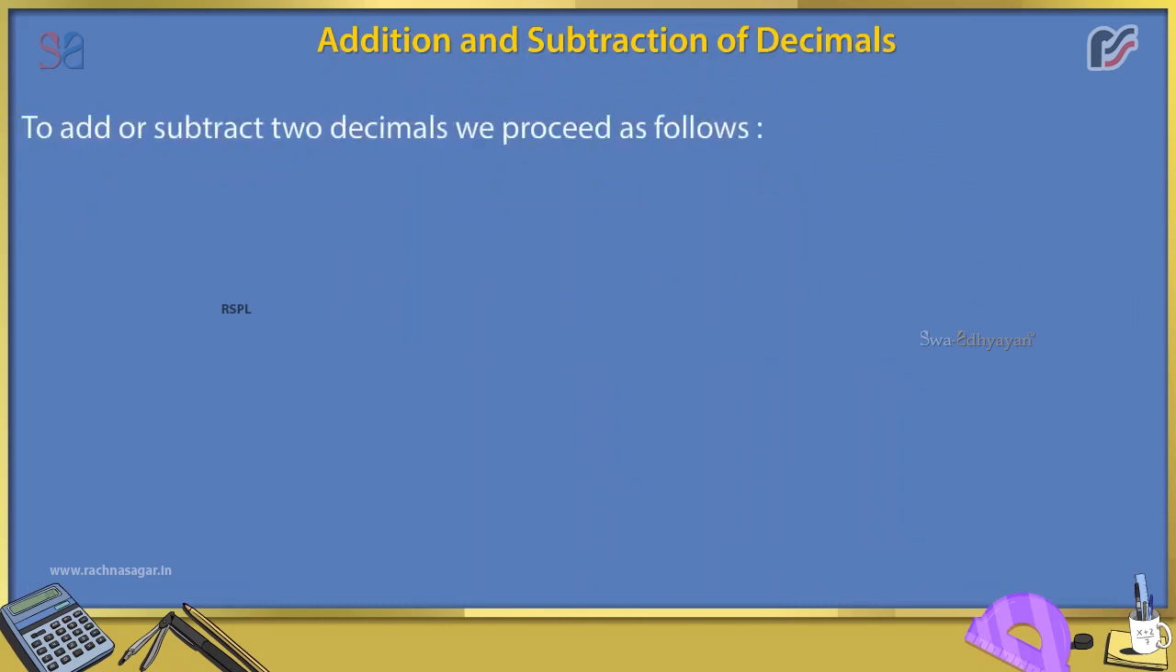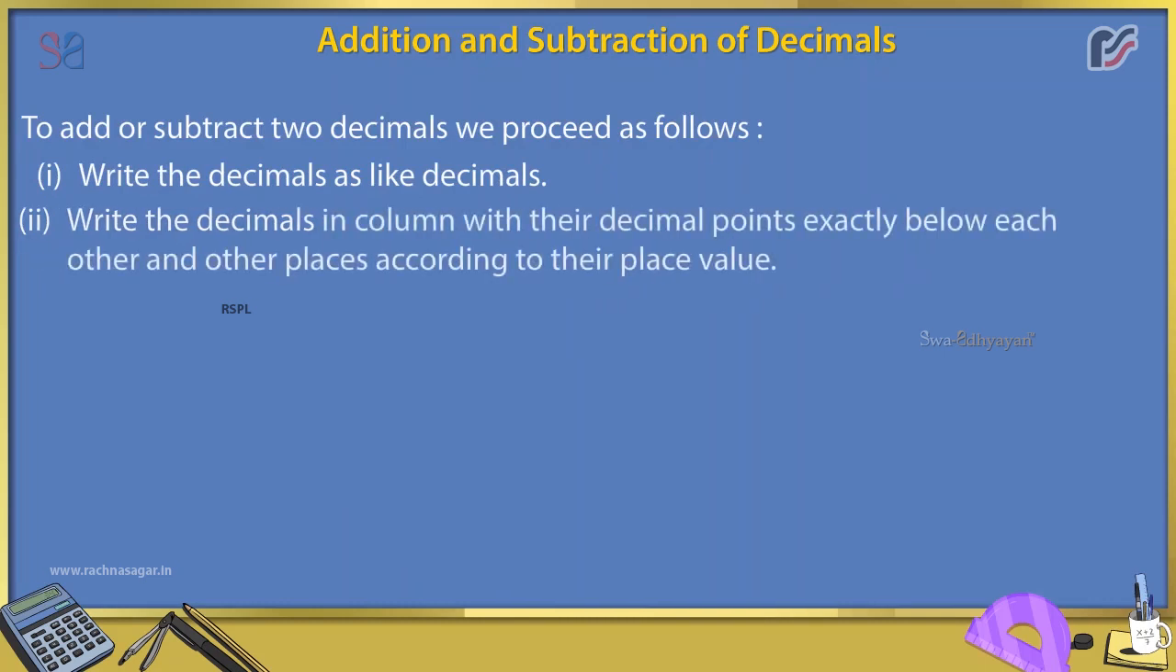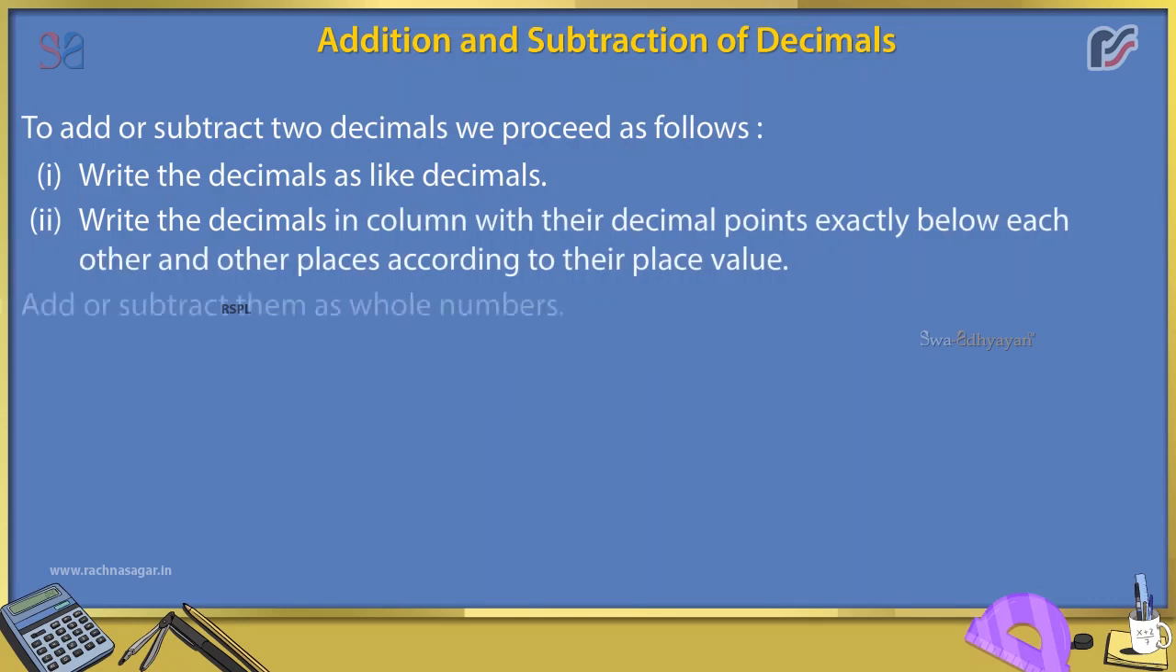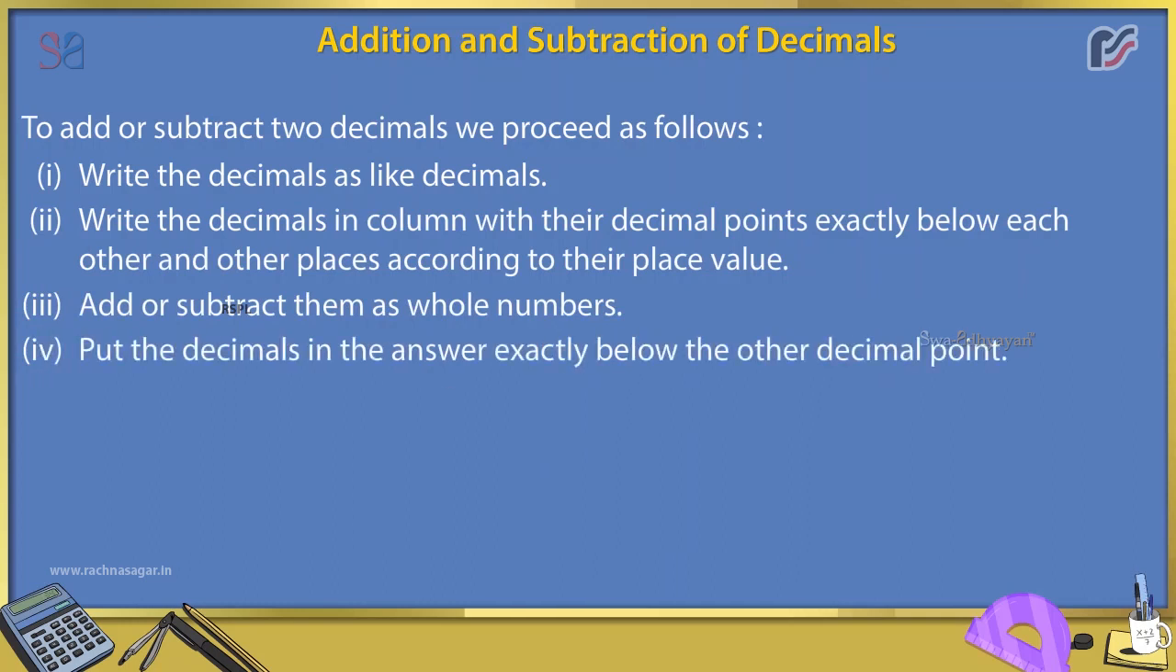Addition and subtraction of decimals. To add or subtract two decimals, we proceed as follows. 1. Write the decimals as like decimals. 2. Write the decimals in column with their decimal points exactly below each other and other places according to their place value. 3. Add or subtract them as whole numbers. 4. Put the decimals in the answer exactly below the other decimal point.